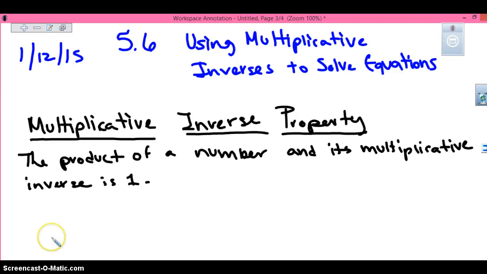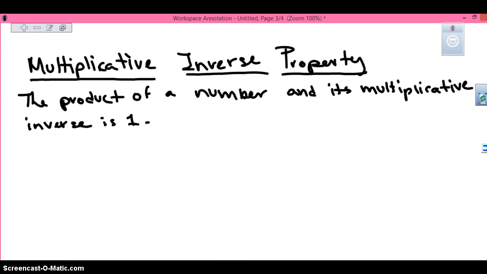Inverse property to solve equations. The multiplicative inverse property says the product of a number and its multiplicative inverse is 1. So let's use this property to solve an equation.